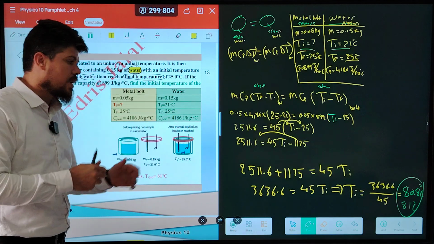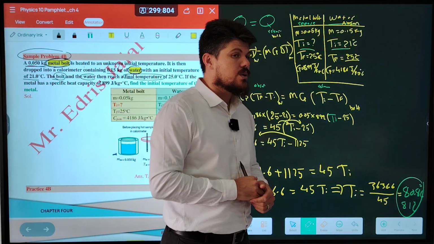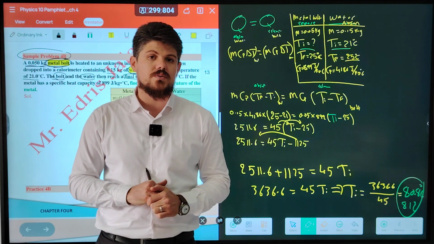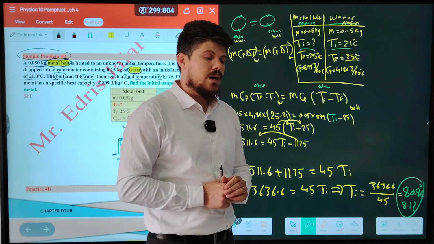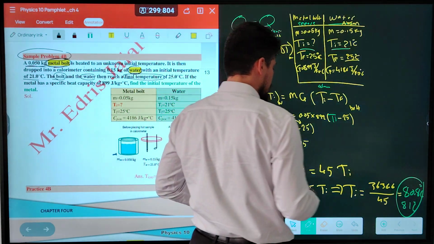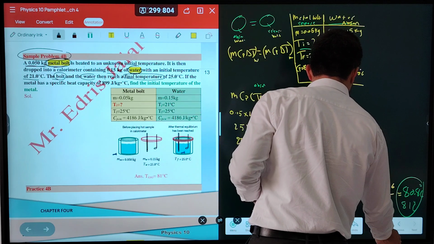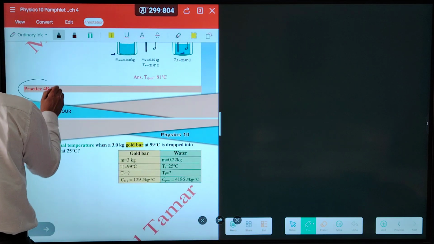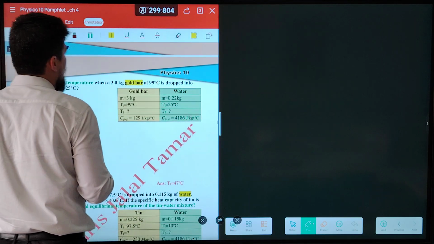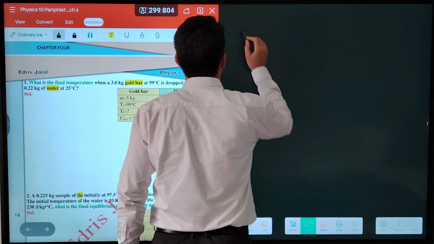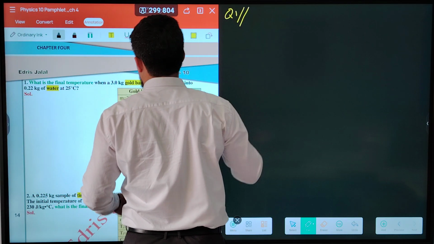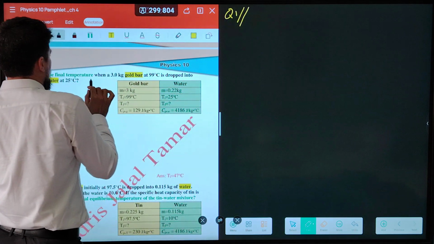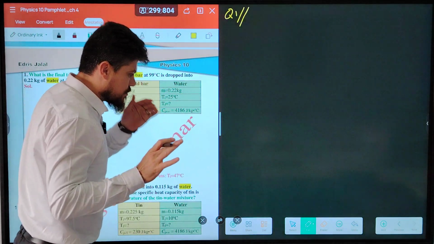Okay, so in this way you can solve questions related to the energy conservation between two objects, the specific heat capacity, and the energy transfer between the two substances. Practice 4B, Question 1. It is very easy. What is the final temperature? What is unknown? Final temperature.